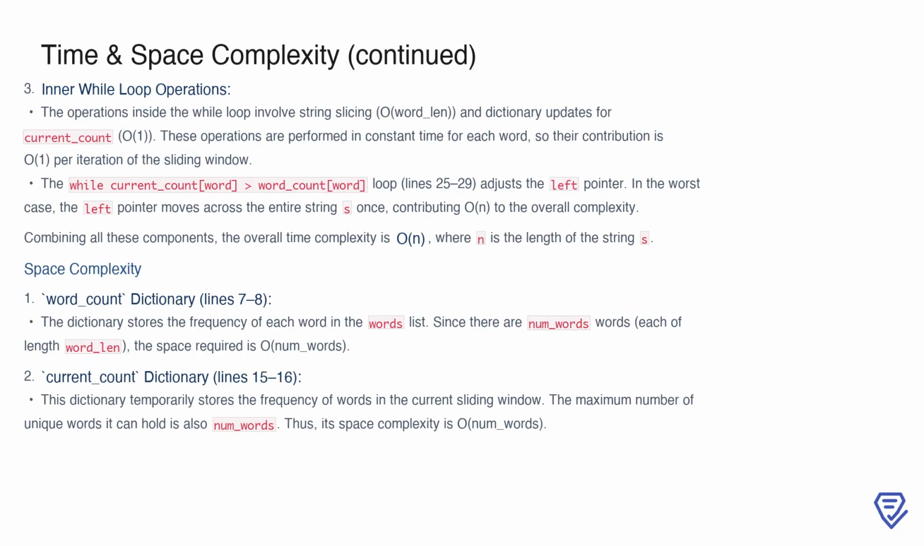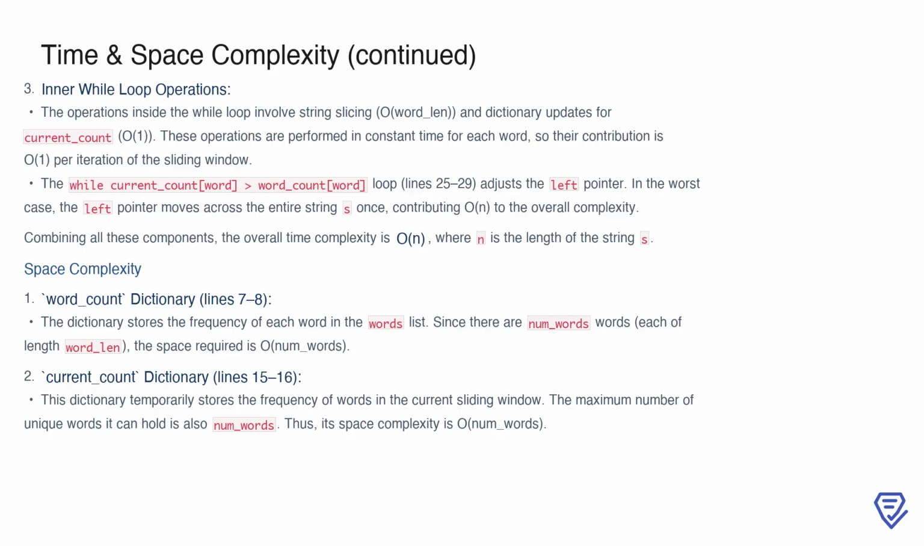Now, focusing on the inner while loop, the operations include slicing substrings and updating the current_count dictionary. These operations are performed in constant time for each word, contributing 1 per iteration. Additionally, the while current_count[word] > word_count[word] condition adjusts the left pointer. In the worst-case scenario, the left pointer moves across the entire string S once, which adds another O(n) to the total complexity. Combining all components, the overall time complexity is O(n), where n is the length of the input string.